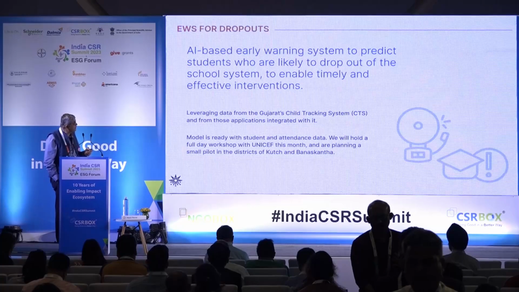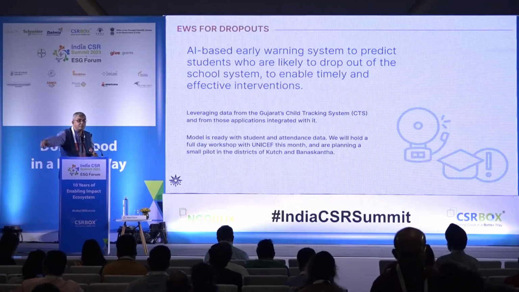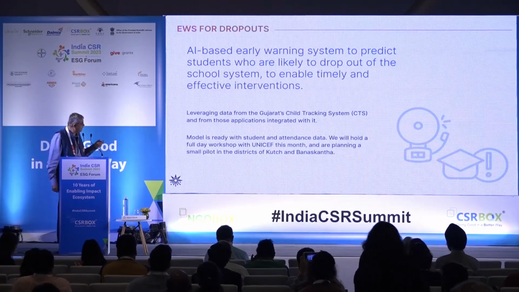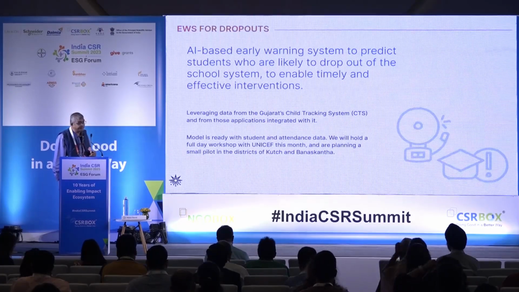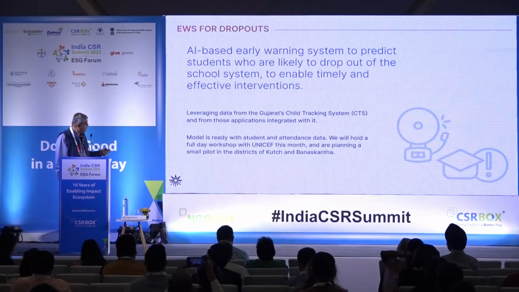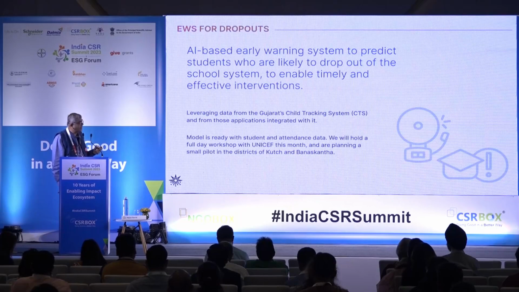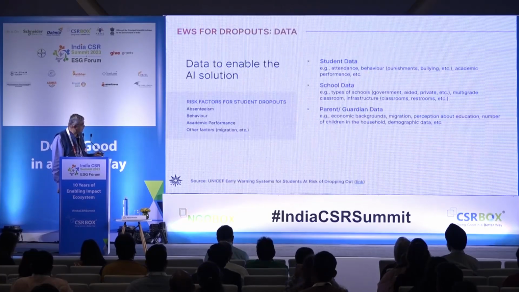And what we are working on is an AI-based early warning system that will tag whether a student is likely to drop out of school in the future. And we are leveraging data from, again, working with Gujarat State, leveraging data from their child tracking system and the applications that are integrated with it. So the first version of this AI model is more or less ready, where we've used student and attendance data, planning to hold a workshop with UNICEF this month, and a small pilot in Kutch and Banaskantha.